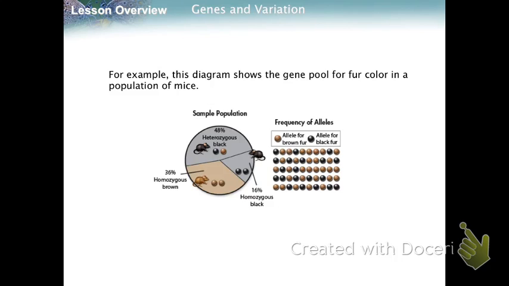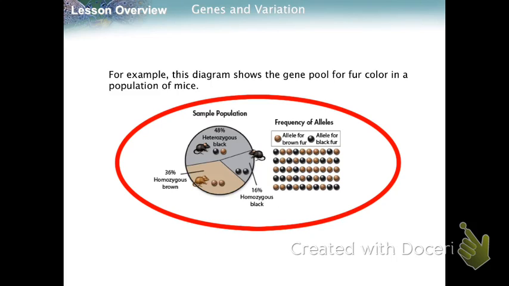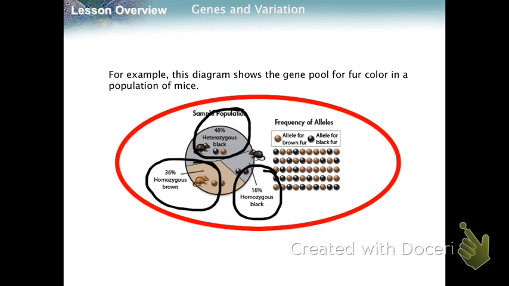Here you see the gene pool for fur color in a population of mice. This is what you see here. So you have 48% of the gene pool, and these are based on genotypes. 48% are heterozygous black, 36% are homozygous brown, and 16% are homozygous black.